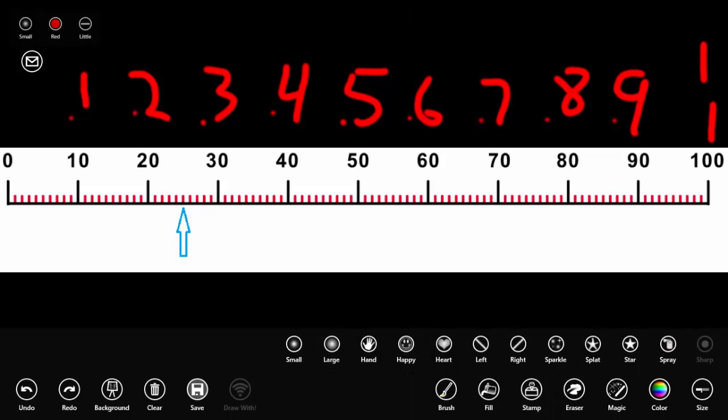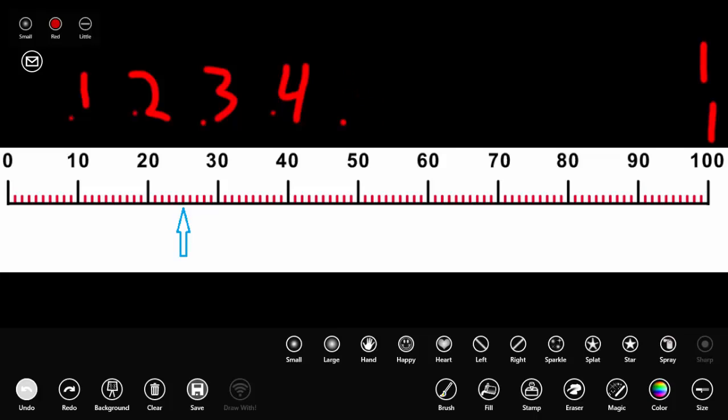Now between each of those 10 hash marks are 10 smaller red hash marks, totaling 100 hash marks altogether on our number line. Now if we wanted to look at our blue arrow to label that hash mark or that point that's plotted, we would have to count the small red hash marks to find out exactly which hash mark is labeled.